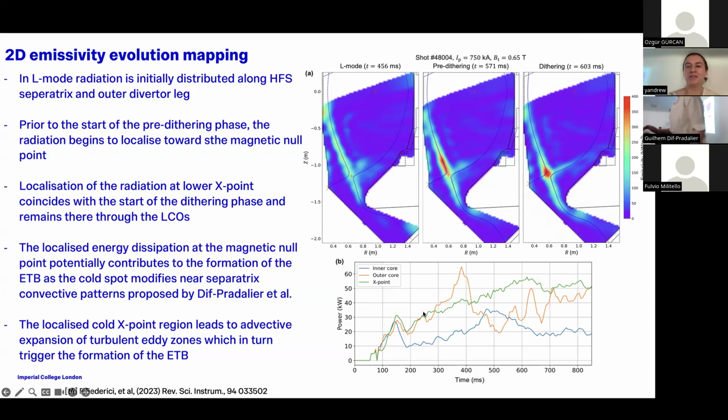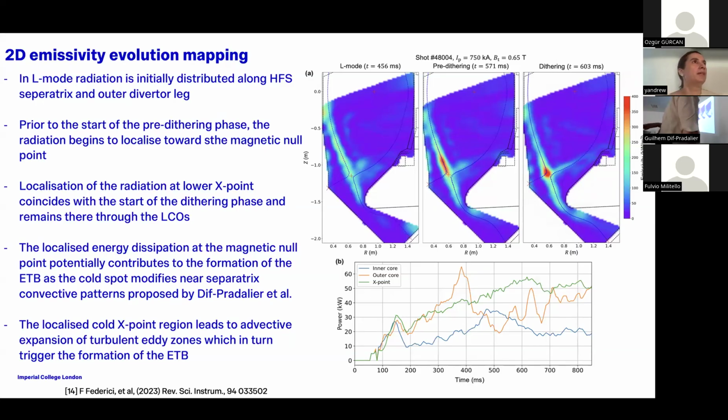Essentially we've divided the region into an inner separatrix, inner core if you like, around here approximately an outer core, and then the X-point region is sort of a circle around here, and that's what we've plotted as the time trace in the bottom graph. So the transition happens at 0.603, and then you can see it coincides with the peaking of the X-point radiation localization, and that continues through the dithering phase. So more to come on this.